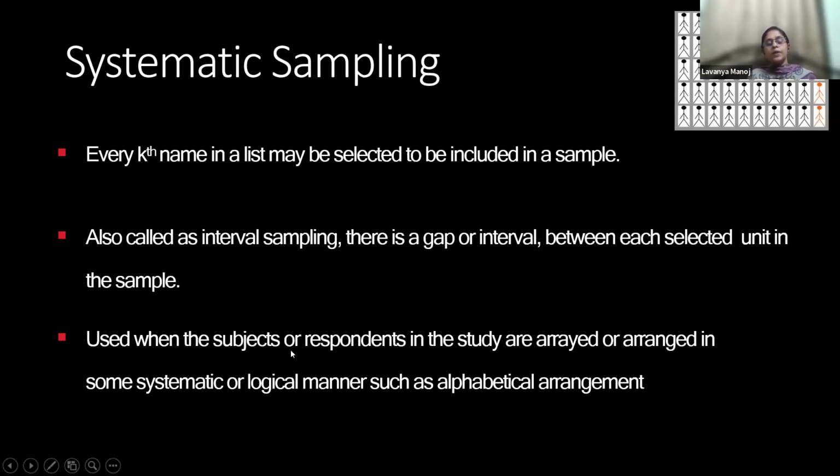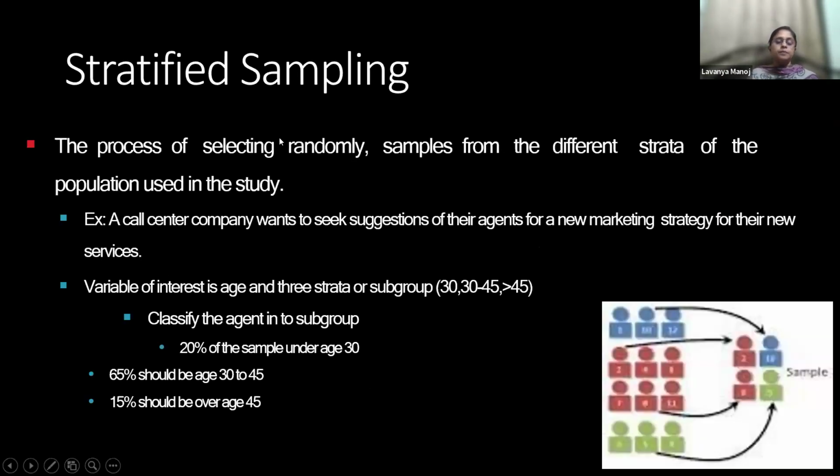It is used when the subjects or respondents in the study are arrayed or arranged in some systematic or logical manner, such as alphabetical arrangements. So that is where systematic sampling is done.